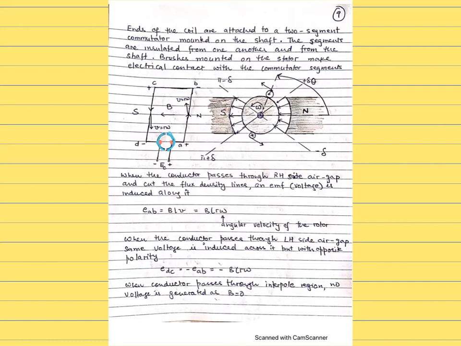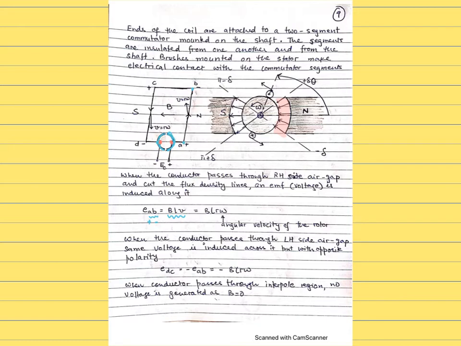Okay, now when the conductor passes through the right-hand side air gap, so that's the right-hand side air gap, and cuts through the magnetic flux density lines or the field lines, the voltage is induced. So the voltage induced between the points A and B is given by, of course, BLV according to the voltage induced expression, and the V is now going to be changed to angular velocity, so BLR times omega. So the voltage from A to B, A being at positive potential with respect to B, is given by BLR omega.